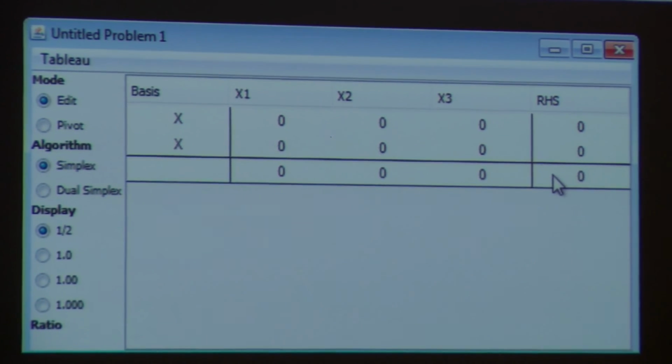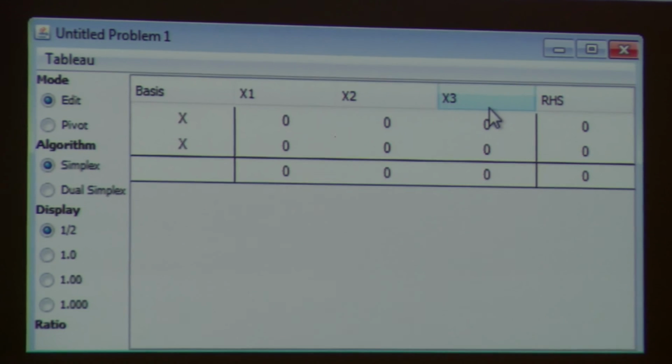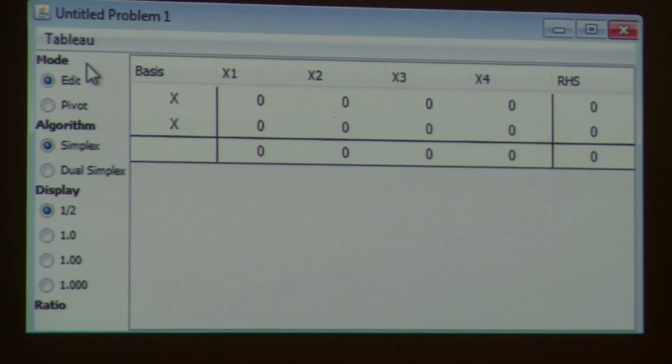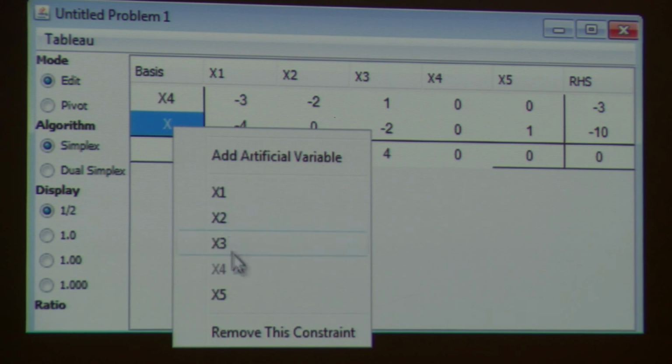Let me show you step by step how, let's take this example that we had, and see how one can do it in the LP Assistant. Okay, so the example we had on board. We have 5 variables. I need to add another one and another one all the way to x5. And let's put in the numbers. -3, -2, 1, 0, 0, and the right hand side is -3. And negative 4, 0, negative 2, 1, negative 10, and 10, 5, 4, 0, 0, 0. Okay, I need to choose my basic variables, x4 and x5.